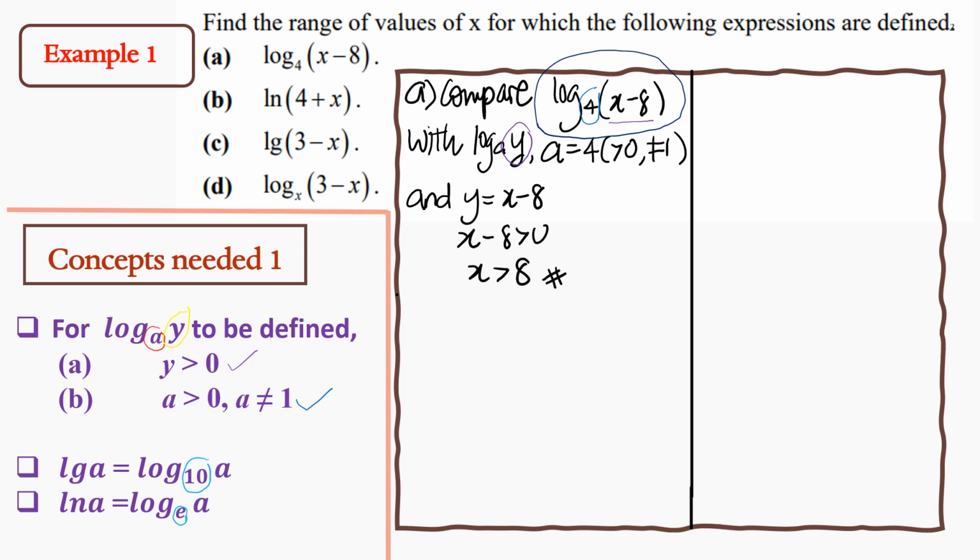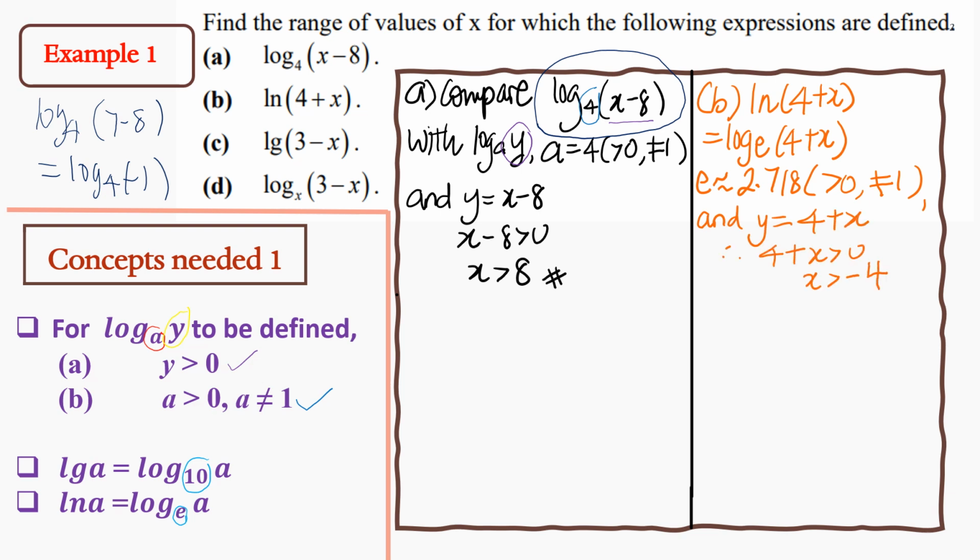If there's anything less than 8, let's say, for example, 7, if you were to substitute into the function, you end up getting -1, which is not defined. So this is how we can apply the concepts we've just explained to solve problem sums. Right, so let's look at part B.